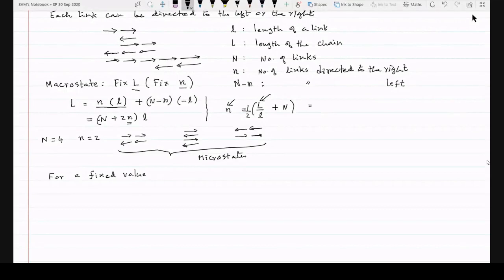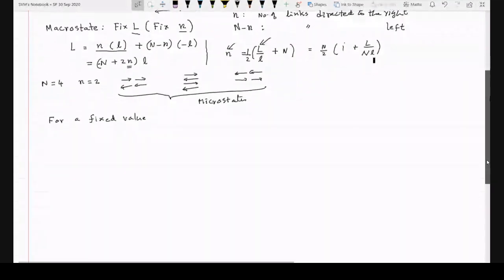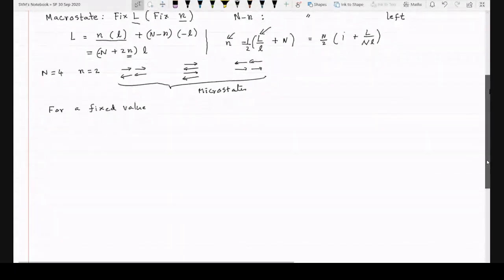Which I can write as N by 2 into 1 plus L divided by nL. I think that is fine. Sir, this is what you asked. What is it, sir? I think Ashwati and Abhijit are making this point, right?